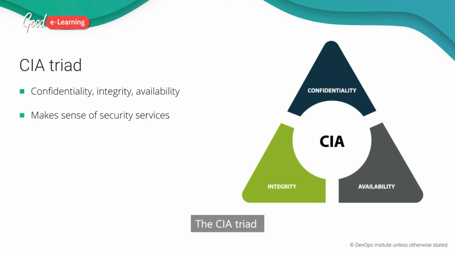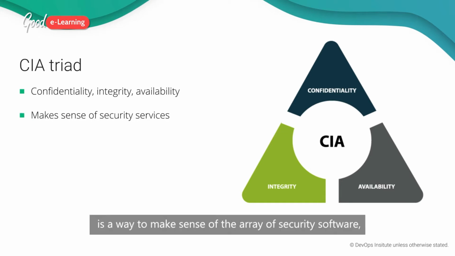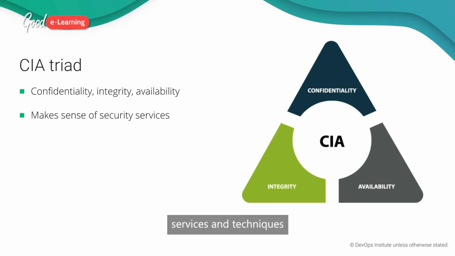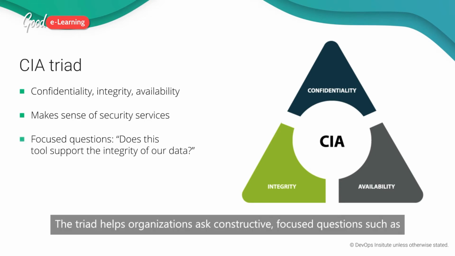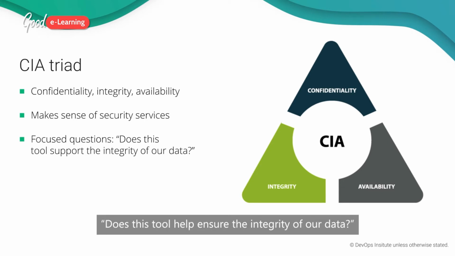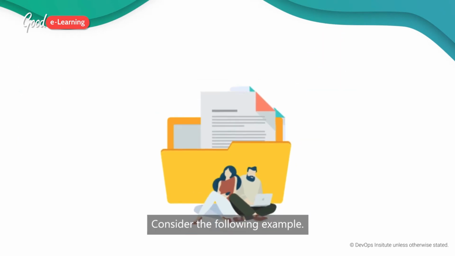The CIA Triad is a way to make sense of the array of security software, services, and techniques that are in the marketplace. The Triad helps organizations ask constructive, focused questions such as, does this tool help ensure the integrity of our data? Consider the following example.